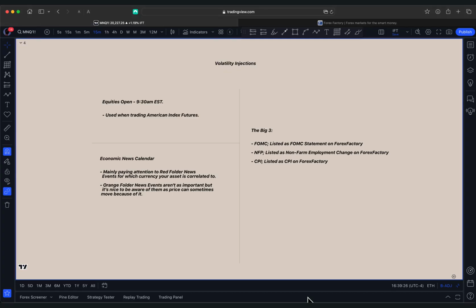EST. For the economic news calendar, every week, every day, you have to be paying attention mainly to the red folder news that your currency is correlated to. You can also be aware of the orange folder news because sometimes it can cause volatility. However, I personally don't pay attention to it that much. I usually pay attention to just the red folder news. And then last but not least, the must-pay-attention ones are the big three, which are FOMC, NFP, and CPI. In my opinion, no matter what asset you're trading, always make sure you're aware of USD news events, because that is the leading currency as of right now.